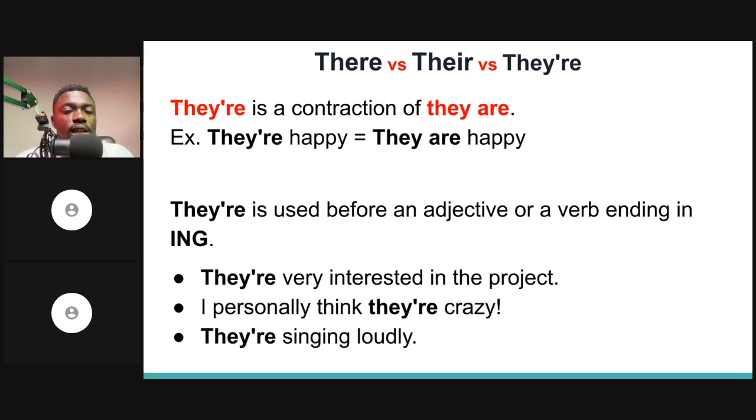I personally think they're crazy. Moi personnellement pense que yo fou. OK? Voilà, nous mettons devant un adjective qui c'est crazy. Crazy veut dire fou. Now, the last one, they're singing loudly. C'est qu'il a chanté four. Loudly dit four. Like you did loudly, c'est qui avec voix bien haut. Okay, they're singing loudly. Y a chanté très fort. Voilà. There, nous mettez là, nous utilisons pour nous conjuguer un verbe dans le temps présent continuel. We're using it to conjugate a verb in present continuous. They're singing loudly. Present continuous.